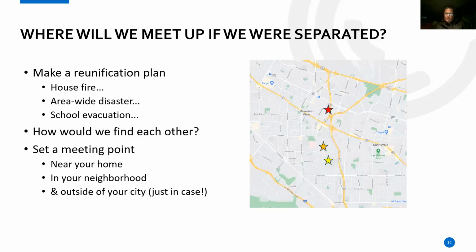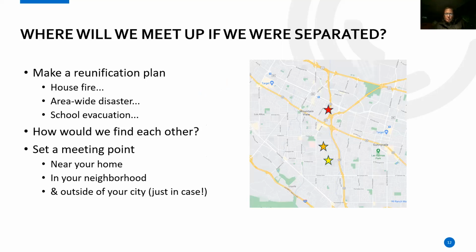Another important thing is to have your reunification plan, right? Where will we meet up if we were separated when the event occurs? And we'd suggest that you make a couple of different plans. One would be real near the house. If there's a house fire and we all had to get out, where are we going to meet up? Okay, we're going to meet at Richard's mailbox or whatever it is.